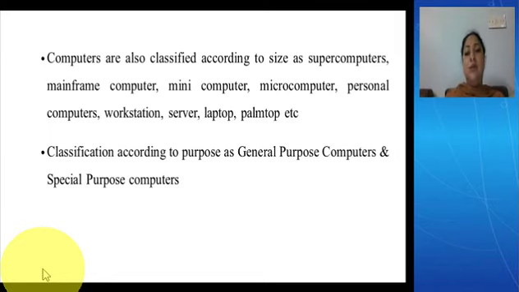So such a computer which can do different kind of tasks is a general purpose computer, and a special purpose computer is a computer designed to perform a special task like weather forecasting. These computers may be used for scientific calculations or to study the universal changes or any chemical changes. So the computers which are defined to do certain specific tasks is a special purpose computer.